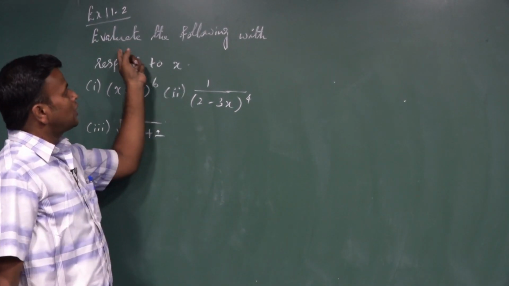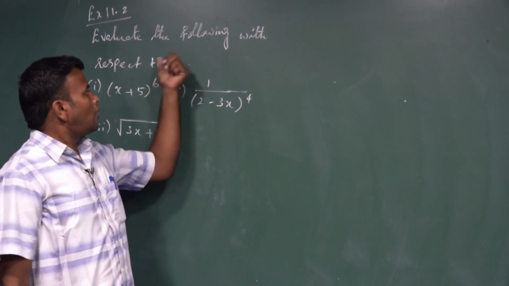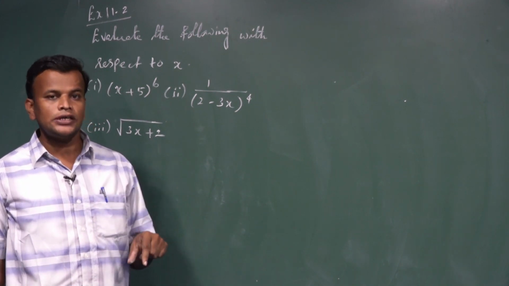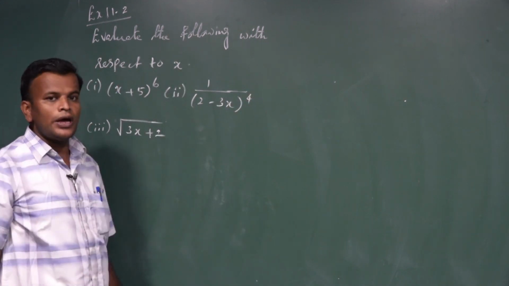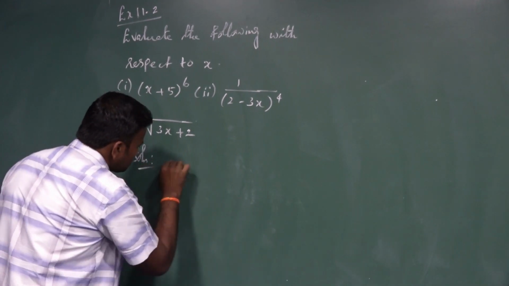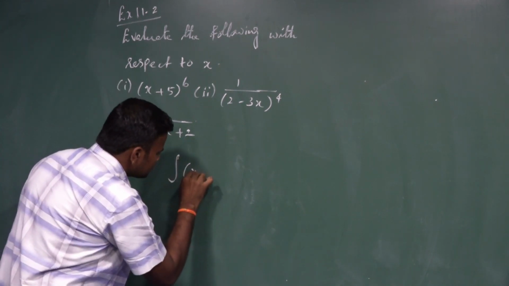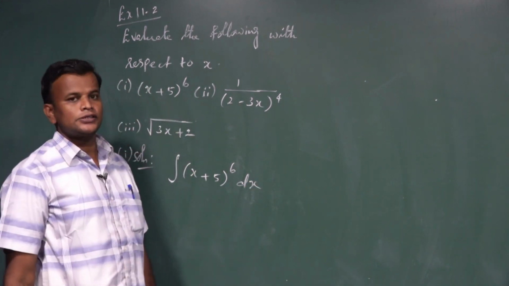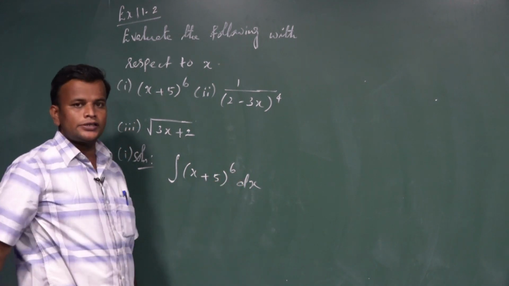Exercise 11.2, you see the question: evaluate the following with respect to x. We already said, in another way, the question can be given as: evaluate the integral with respect to x dx. Now we evaluate all the given ones with respect to x. Now we solve the first one. Integrate x plus 5 whole power 6 into dx. We integrate the term with respect to x.